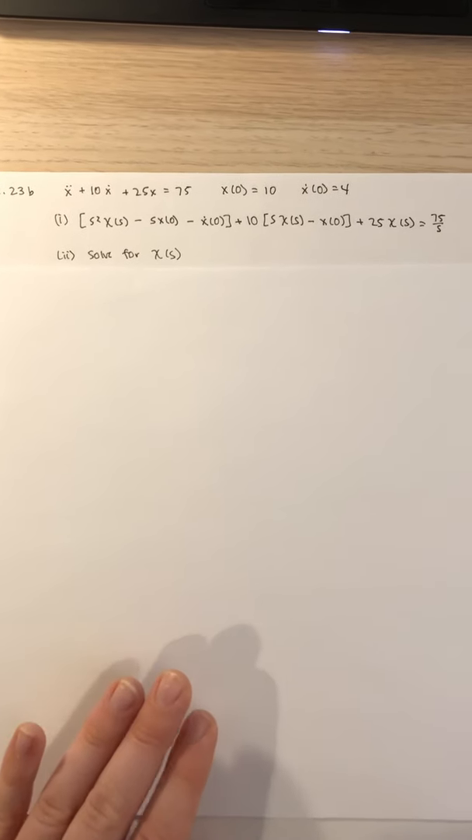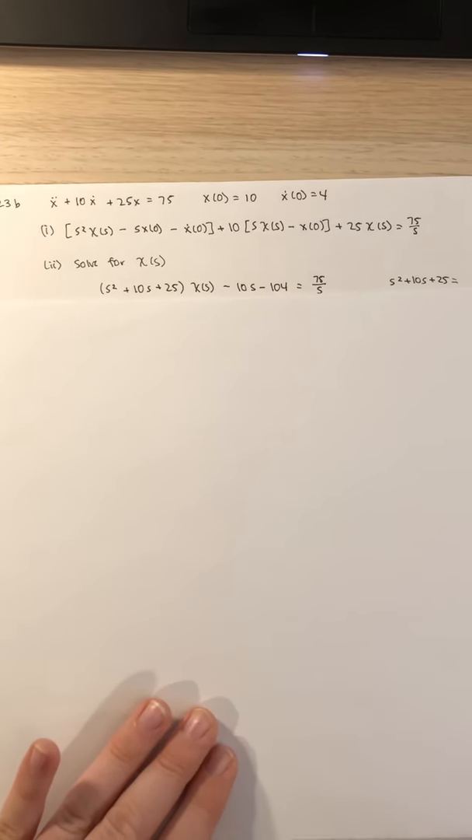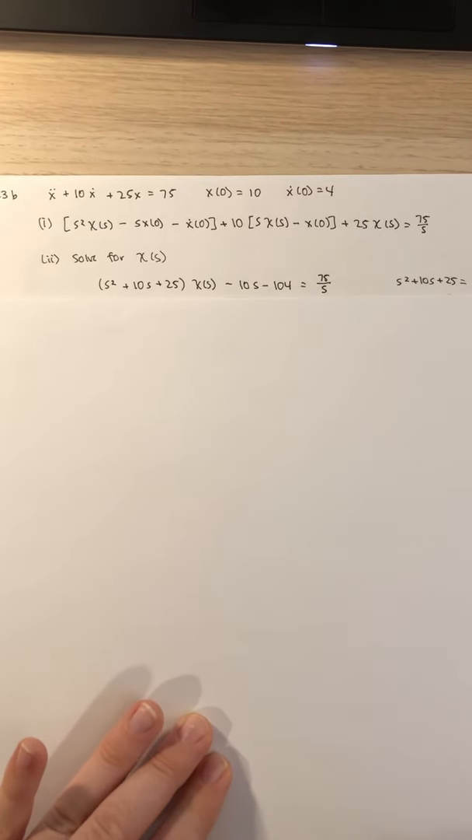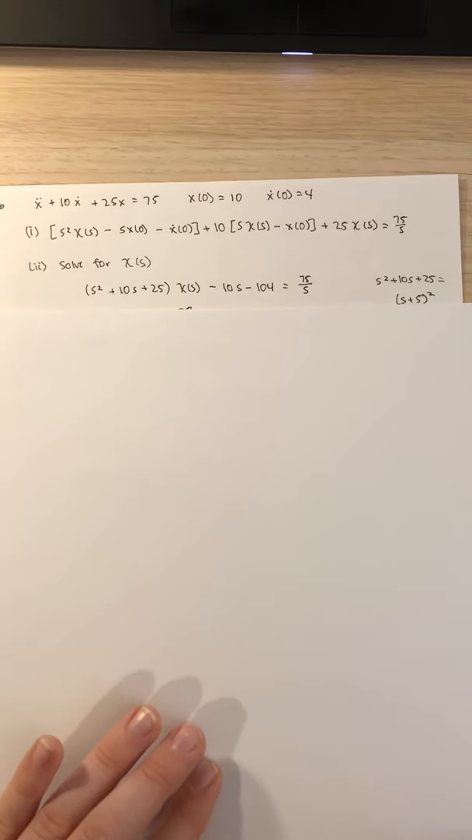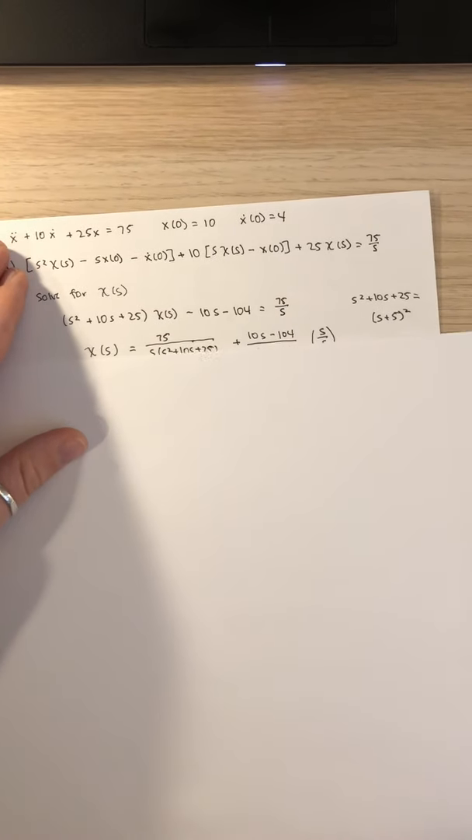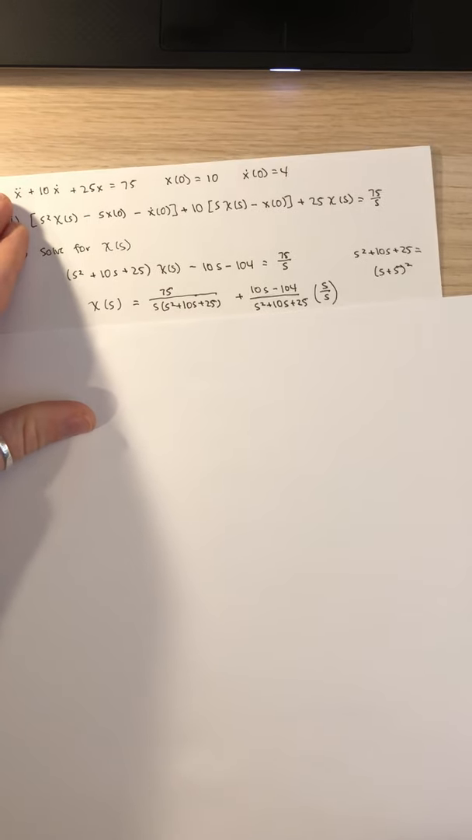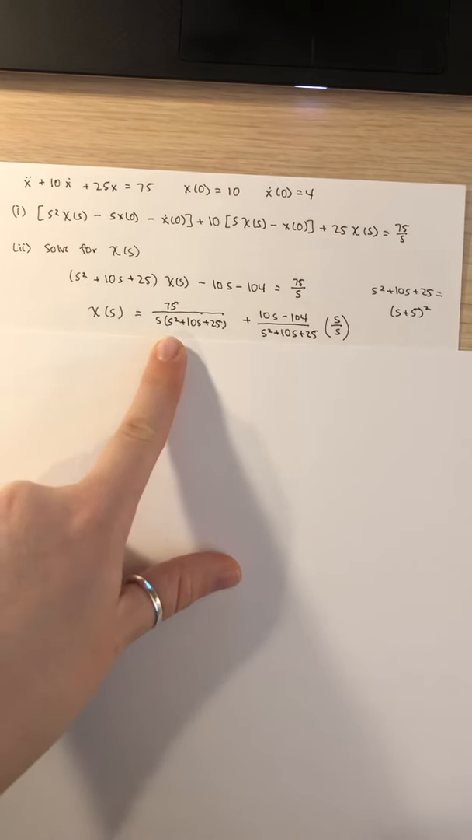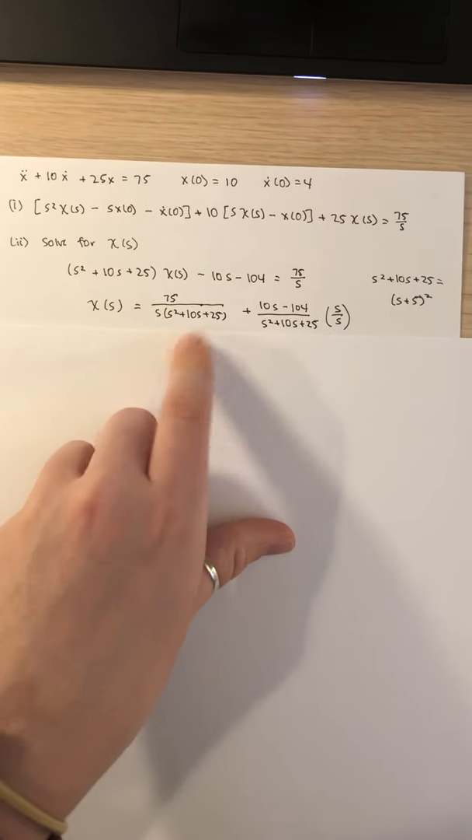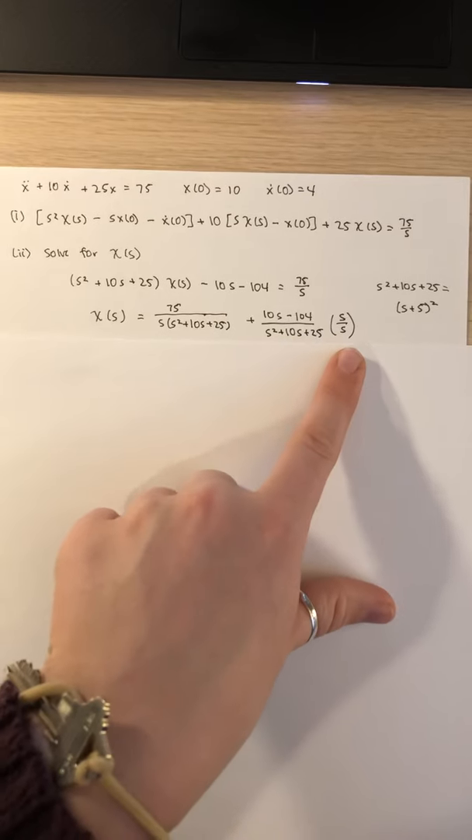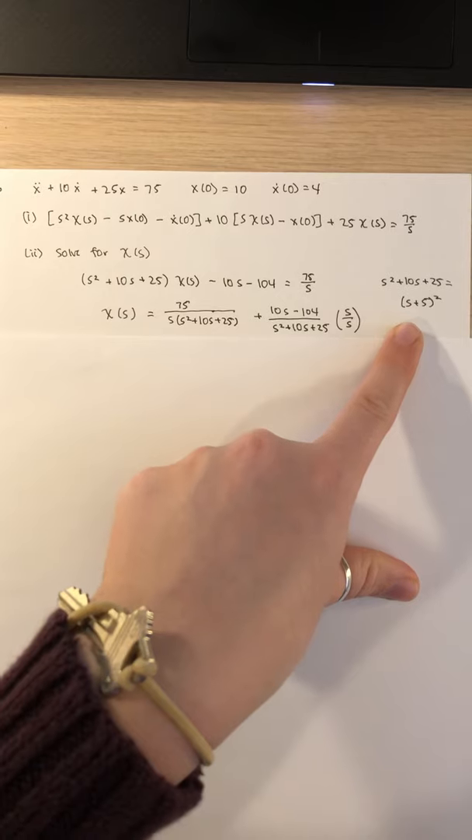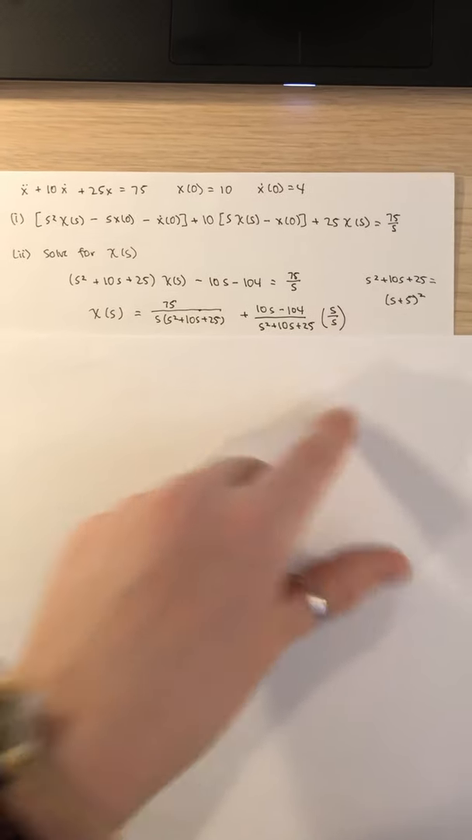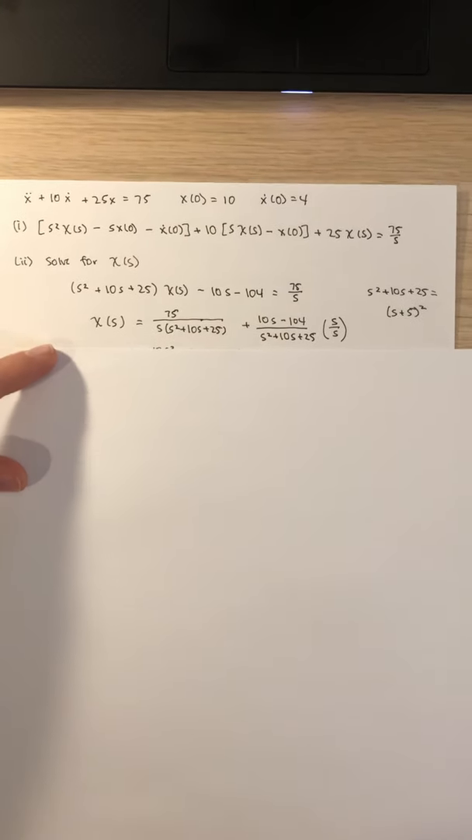The next step is to solve for x of s. So in doing so, you can isolate the x of s and then divide and get x of s on one side. Because you have the 75 over s, you must multiply this side of the equation times s over s to get a common denominator. And a side note here, s squared plus 10s plus 25 equals s plus 5 quantity squared.